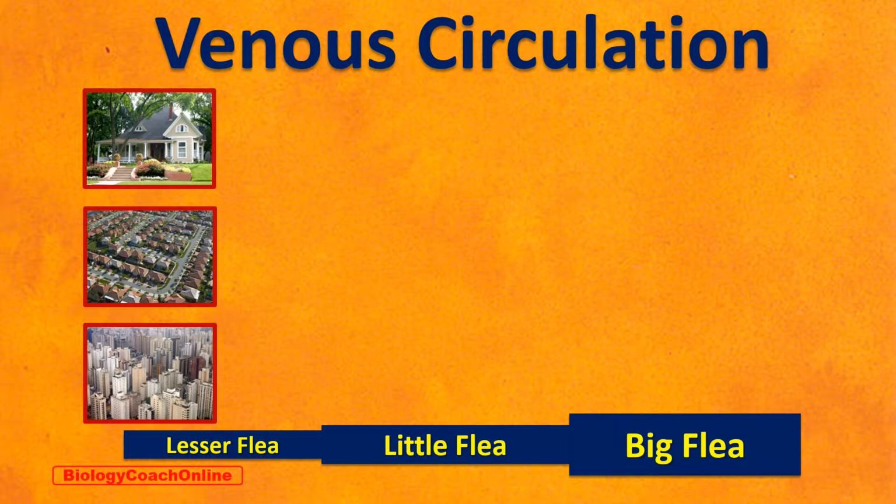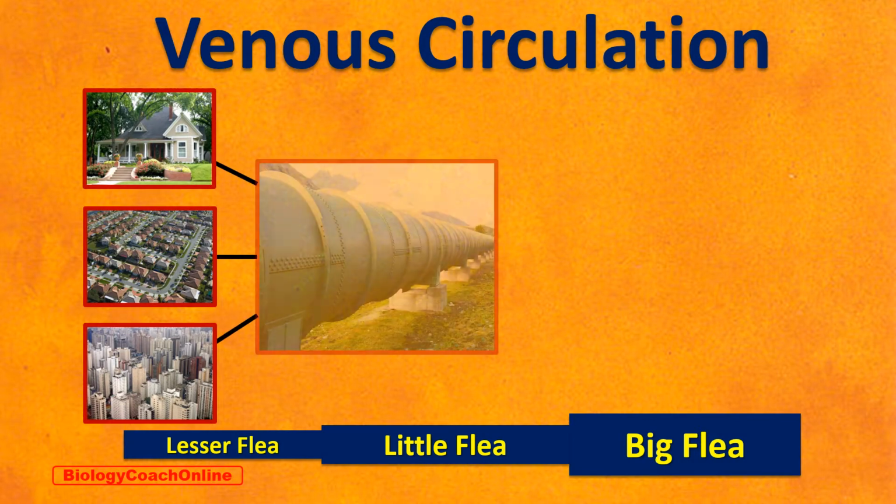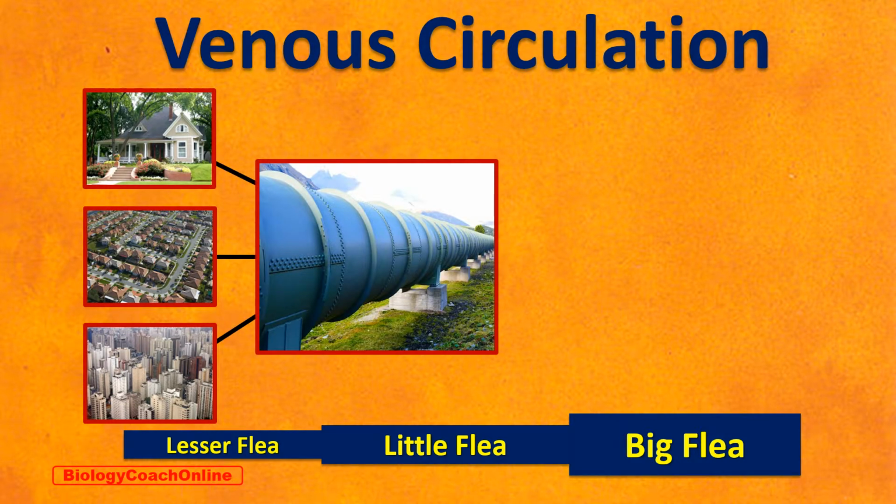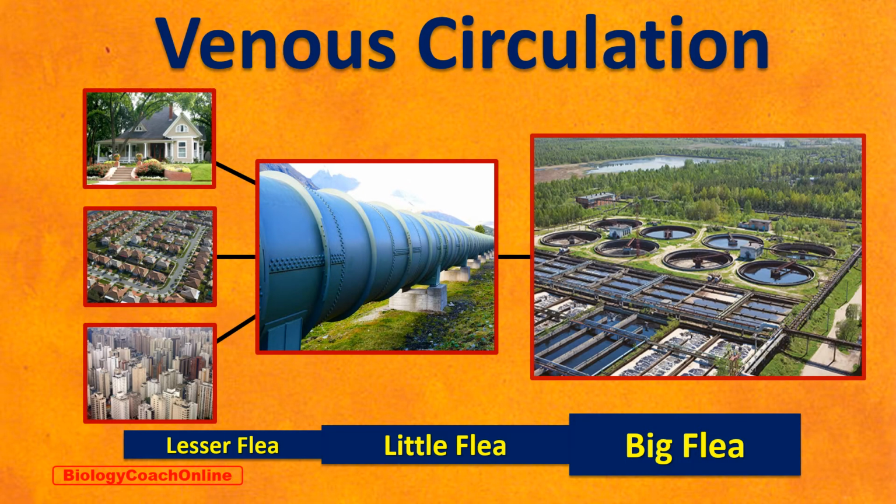All of this wastewater mixes together in these large wastewater transfer pipes, or little fleas. These larger transfer pipes then deliver all of that nondescript wastewater to the municipal wastewater treatment facility, or big flea. The major point here is that the wastewater, in other words your deoxygenated blood, is not specific at all as to its source. In other words, wastewater is wastewater is wastewater, or bad blood is bad blood is bad blood.